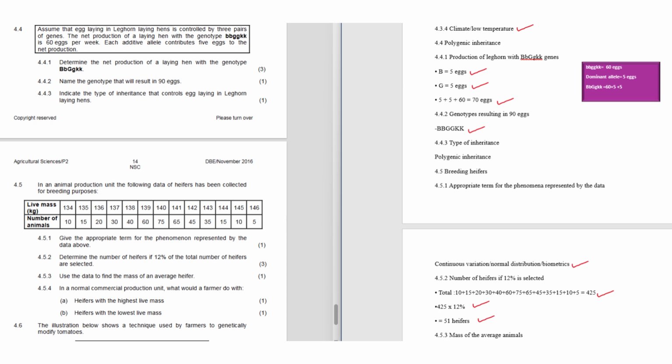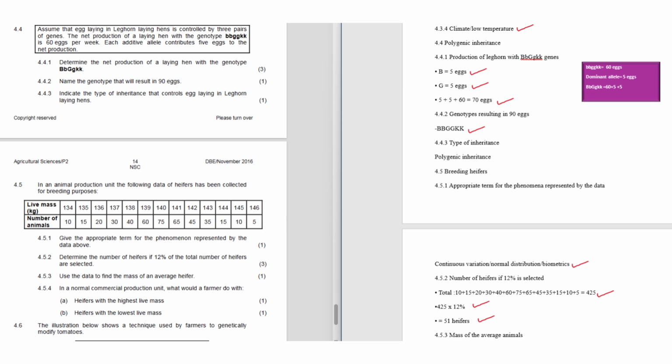So we're going to add 10, 15, 20, 30, 40, 60, 25, 65, 45, 45, 15, 10, 50. Then the total is going to give you what? 425. So we want 12% of that 425, which is the total number. So when you say 425, then you times it by 12%. Then we get the answer.